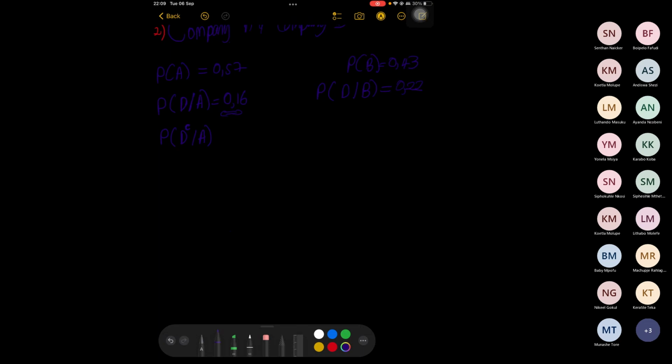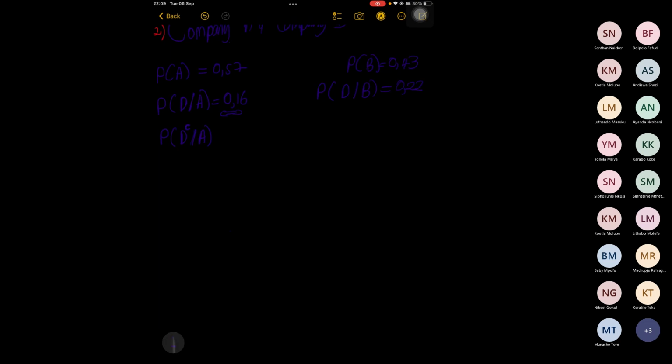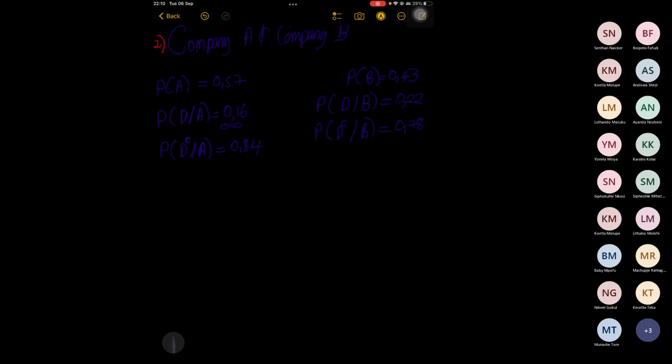So what you do is the probability of D complement given A is the complement of this, which is 1 minus 0.16, which is 0.84. Then on the B side, the probability of not having defects given B is 1 minus 0.22, which is 0.78 if I'm not mistaken. Once you have your data like this, you're good to go. Then you go on to question A.